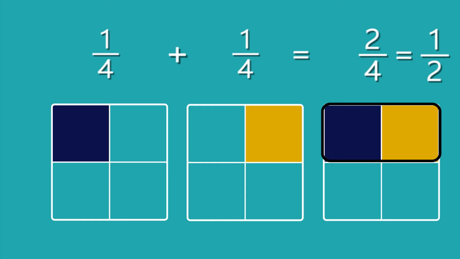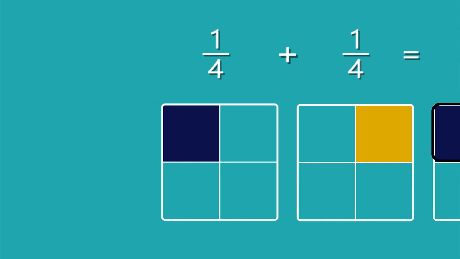2 quarters is equivalent to 1/2. I'm not going to go too much into equivalent fractions, but that's just a little reminder. 2 quarters is equivalent to 1/2 because half of the square was shaded in when we shaded in 2 quarters. Now let's move on to another question.